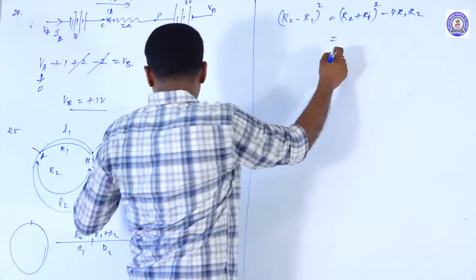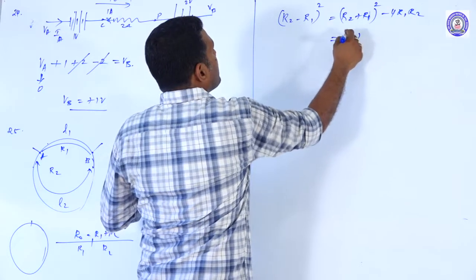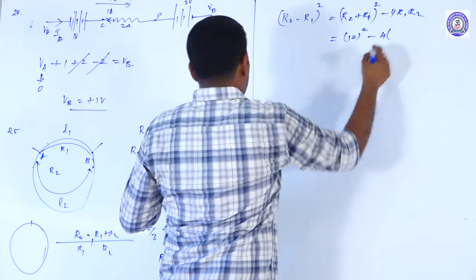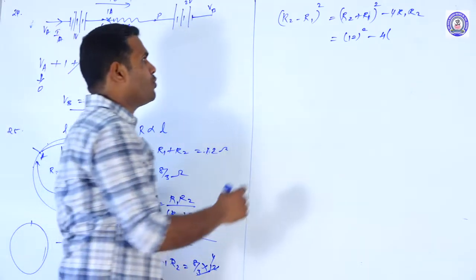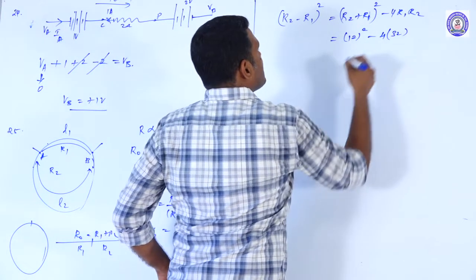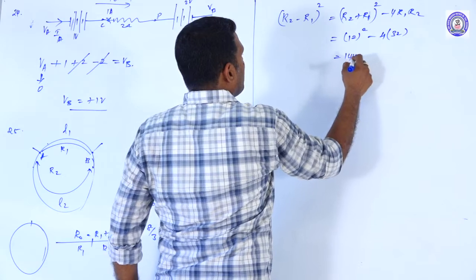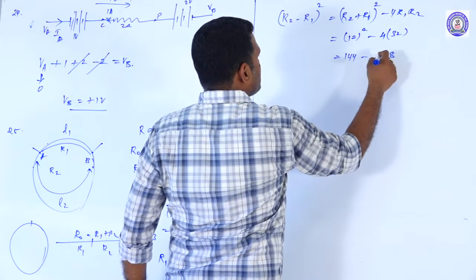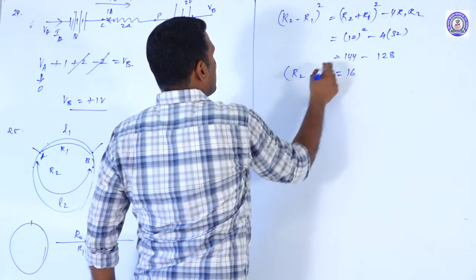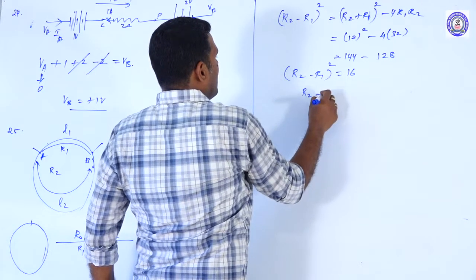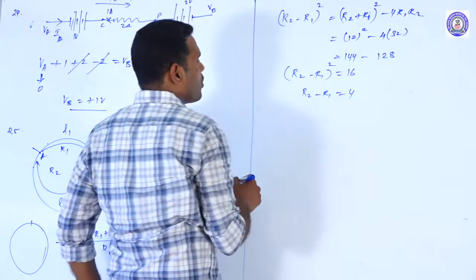R2 plus R1 the whole square is given 12 ohm. So 12 square minus 4 into R1 R2. The value of R1 R2 is 32 ohm. So you can substitute 32 here. 144 minus 128, this is equal to 16. R2 minus R1 the whole square equals 16 ohm. R2 minus R1 is 4 ohm.